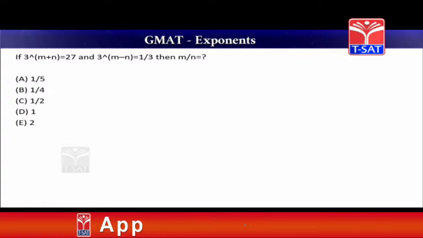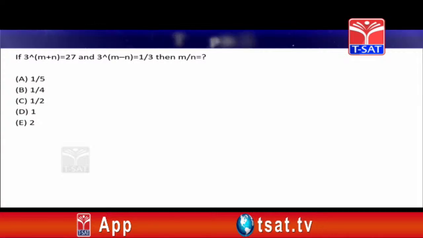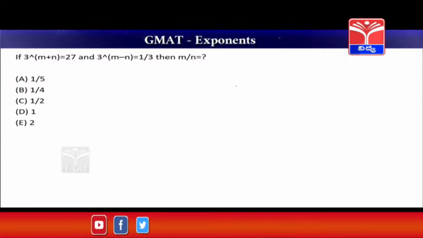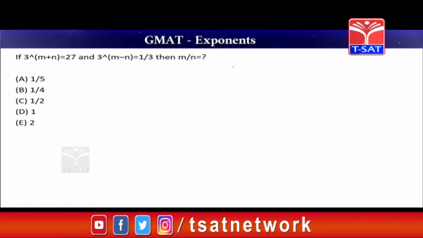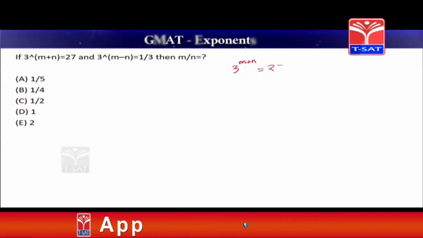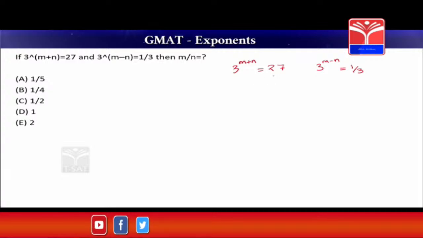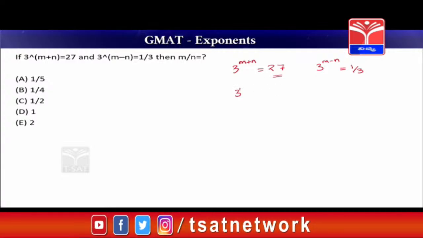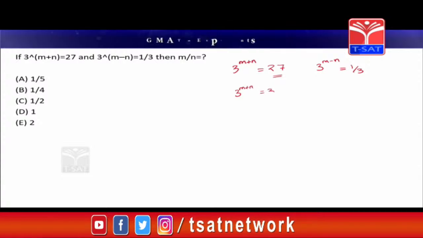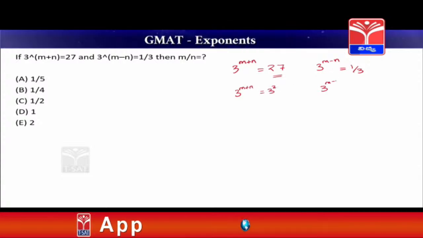If 3 to the power of m plus n is equal to 27 and 3 to the power of m minus n is equal to 1 by 3, then m by n is equal to what? 3 to the power of m plus n is equal to 27 and 3 to the power of m minus n is equal to 1 by 3. So 27 is nothing but 3 to the power of 3. 27 is 3 cube. When you are writing 3 to the power of m minus n, 1 by 3 is nothing but 3 to the power of minus 1.